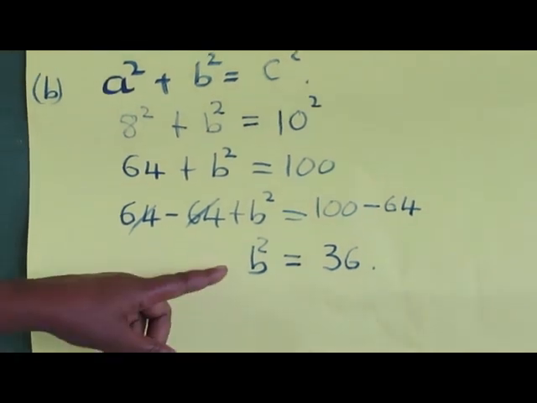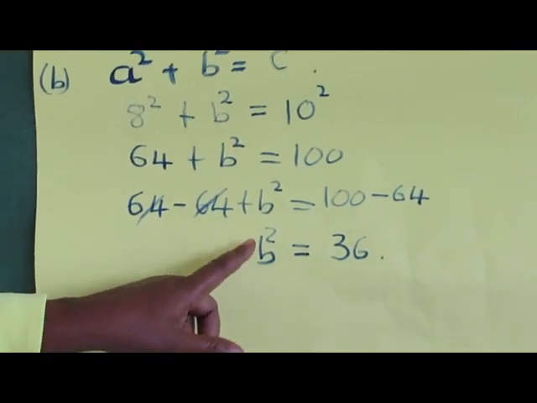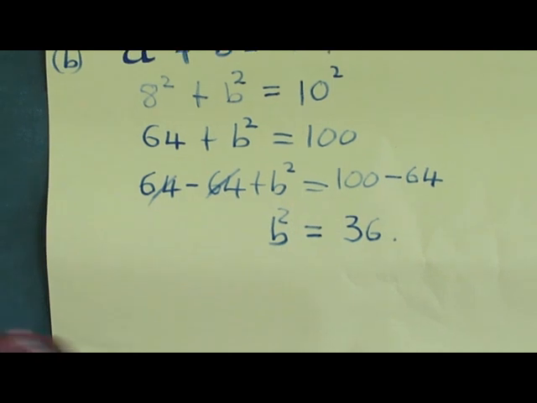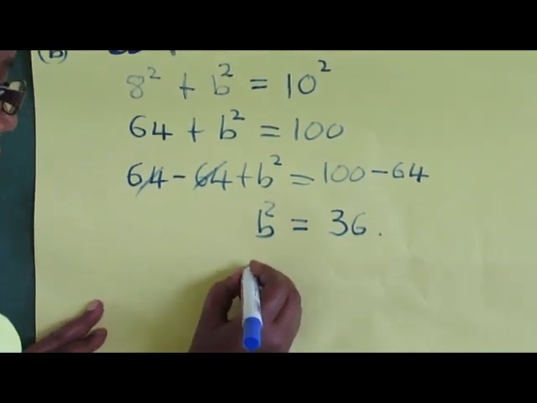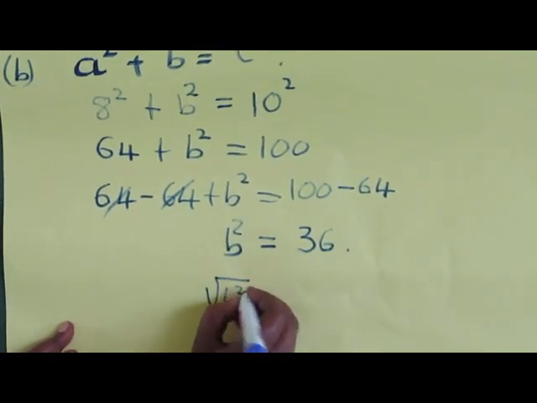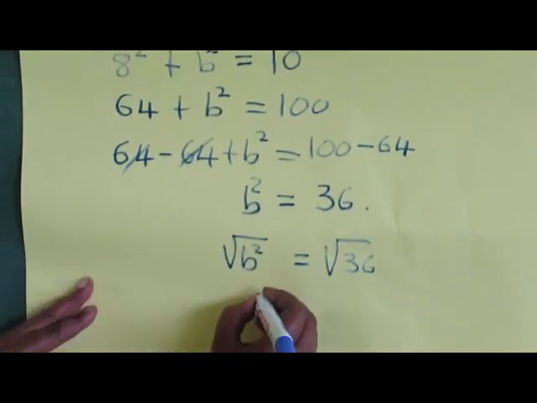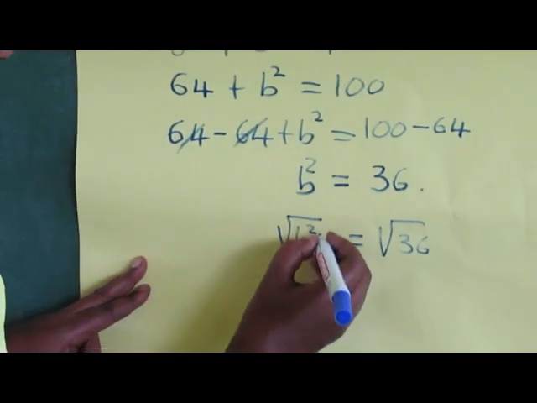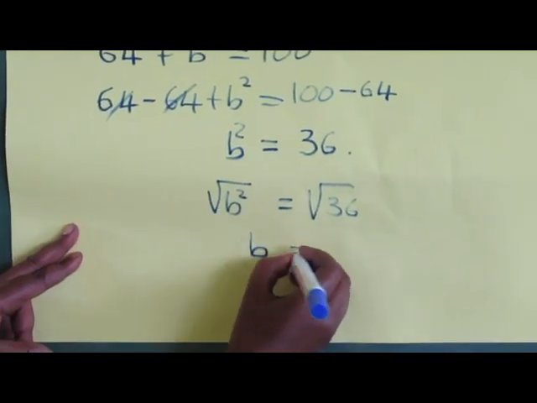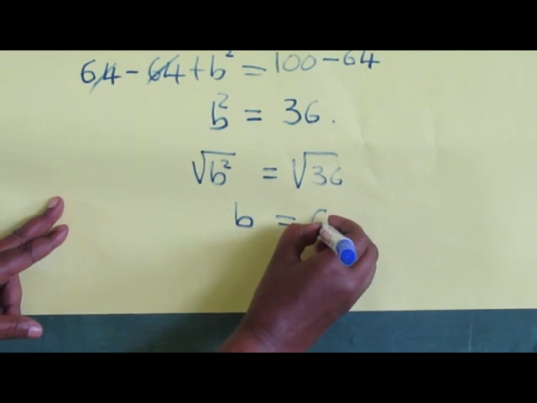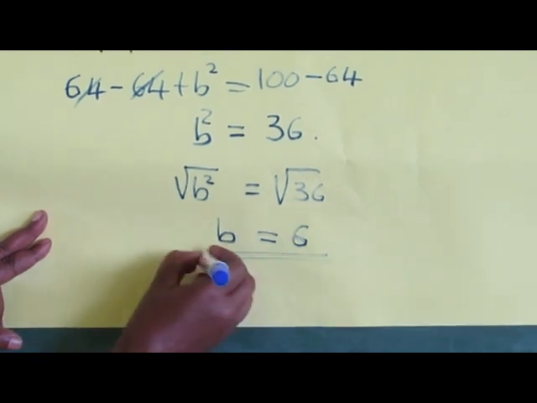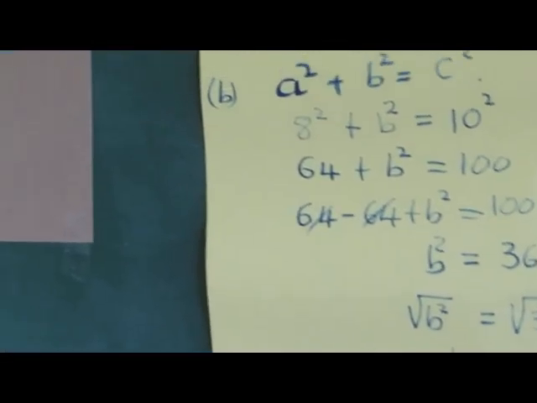How are you going to get b here, students? By taking square root of both sides. Good. Square root both sides. So square root of b squared is equal to square root of 36. Square root of b squared is equal to b. Square root of 36 is equal to 6. And that is the value of b. Good.